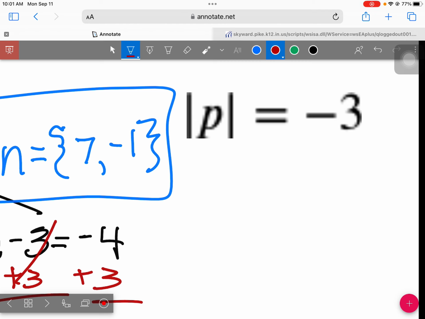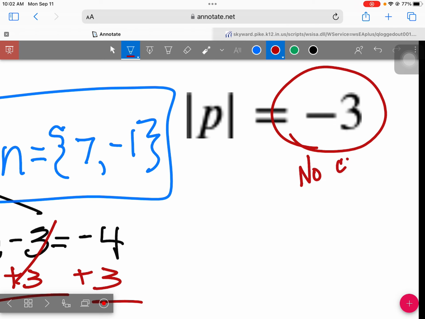Now remember, what does absolute value represent again? A distance. Can we have a negative distance? Oh, but wait, this says the absolute value is -3. Can we have a distance of -3? No. So you cannot have a negative distance.